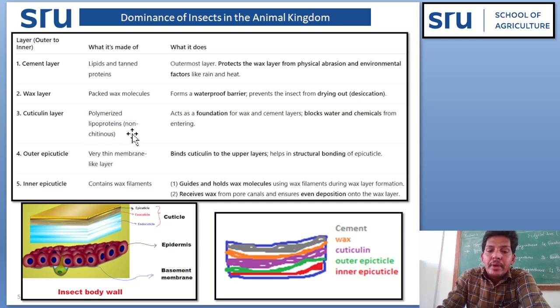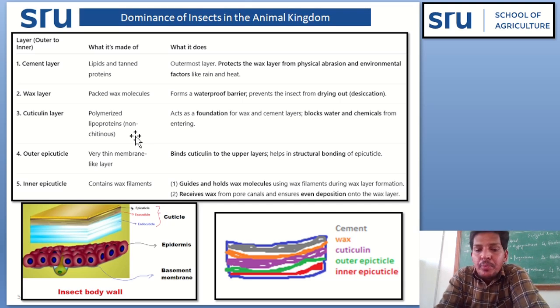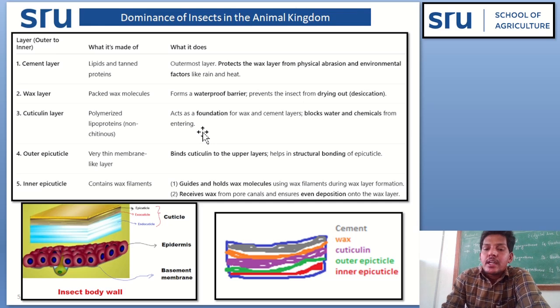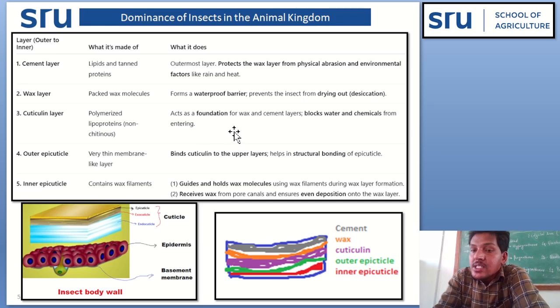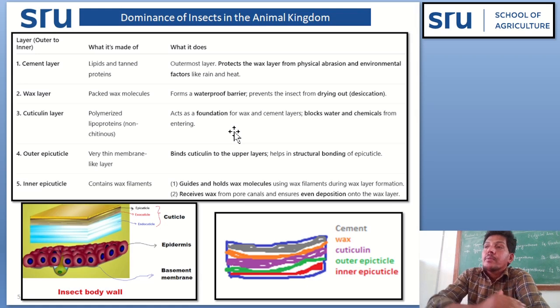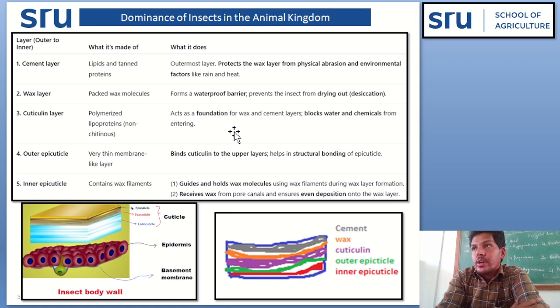It is made up of polymerized lipoproteins. And what is the role of this cuticulin layer? It acts as a foundation for the wax and cement layers. It forms the base for those two layers, that is the cement and wax layer, and it blocks water and chemicals from entering inside the insect body.